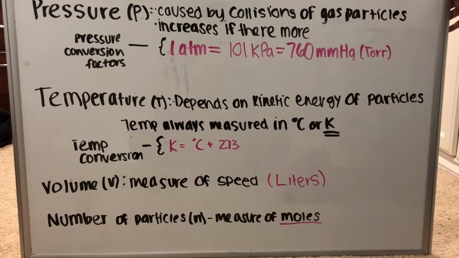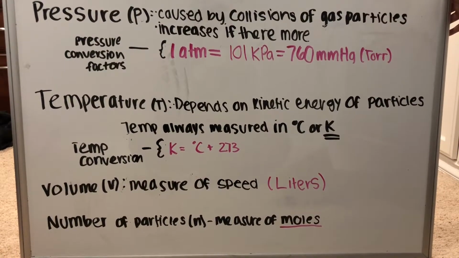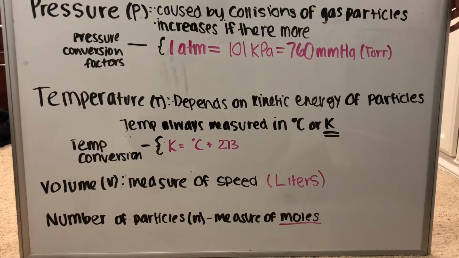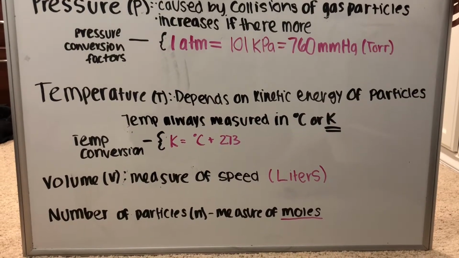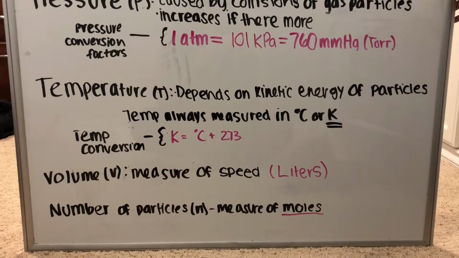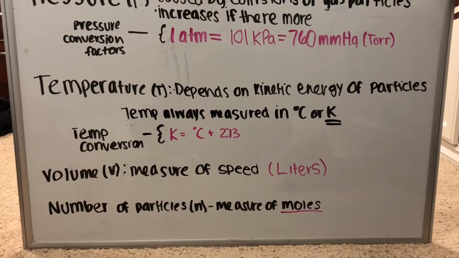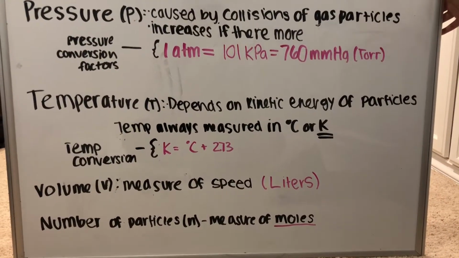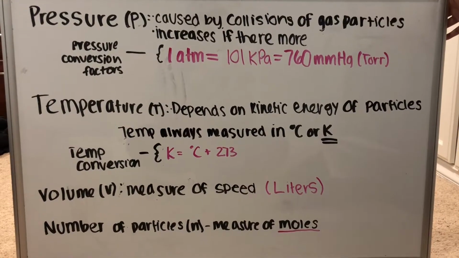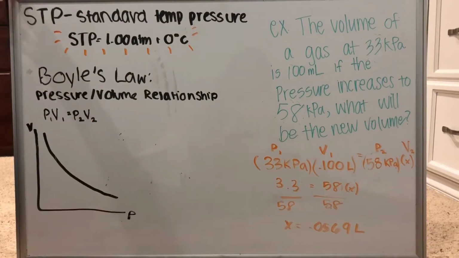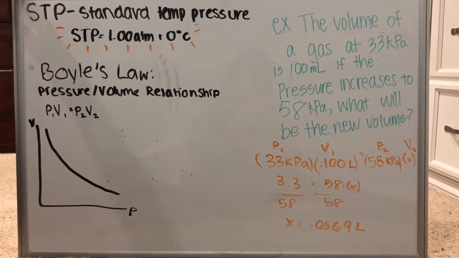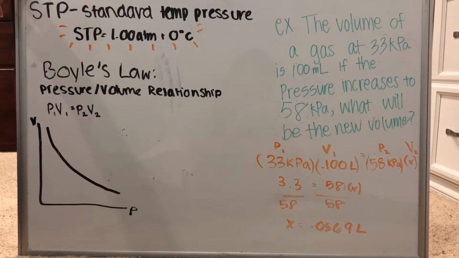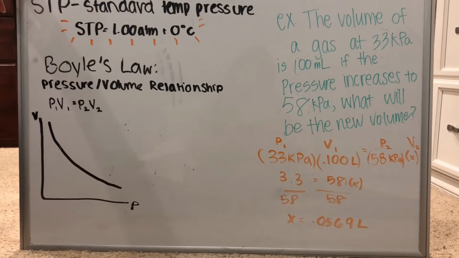Additionally, there's temperature, which depends on the kinetic energy of particles. Temperature is always measured in Kelvin, which are converted from Celsius if you add 273 to get Kelvin. Volume is measured in liters, and the number of particles is measured in moles. Standard temperature and pressure, usually seen as STP, can be defined as 1 atm and 0 degrees Celsius.